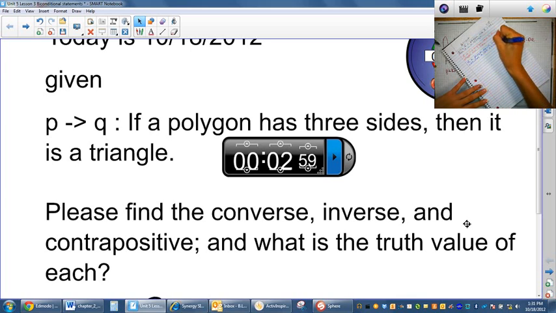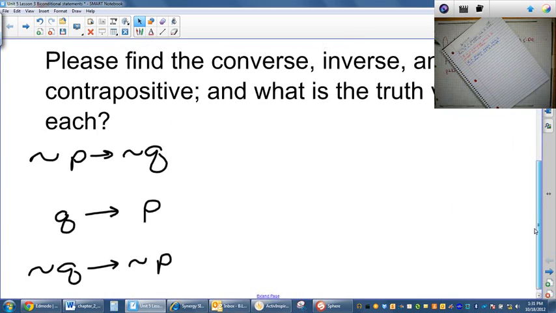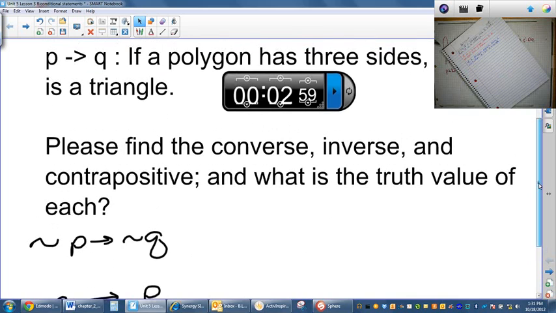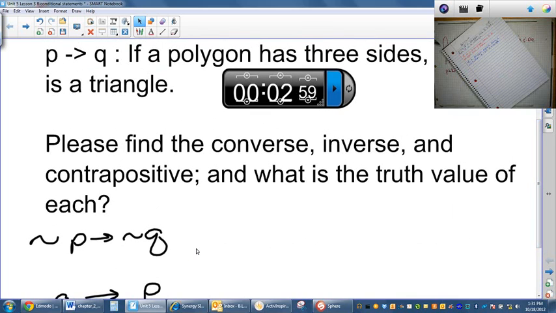Okay, ladies and gentlemen, just getting some things written up here. So first I have us giving the inverse. To find the inverse, we want to negate both P and Q. In this case, P was if a polygon has three sides. So negating that, what would we get? Victor, what should we get for the inverse?